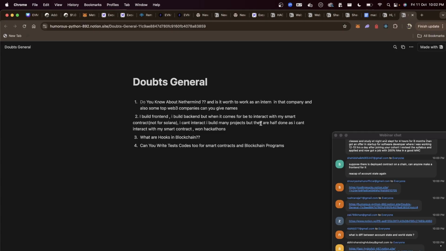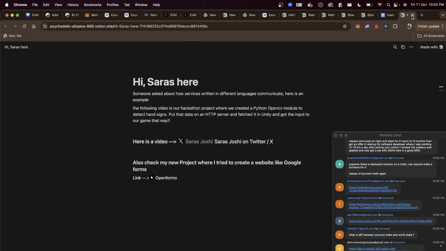What are hooks in blockchain? I have no idea. Probably things like, let me not guess, but I would assume something like catching on to events. Hook being, whenever something happens on this contract, send me a notification. I could be wrong, so Google it. Can you write tests too for smart contracts? You can write tests for smart contracts. They don't run on the blockchain, but locally you can run tests for an Ethereum smart contract.